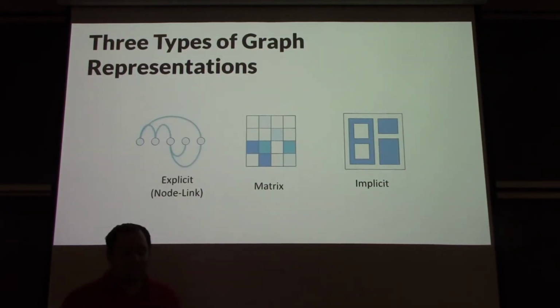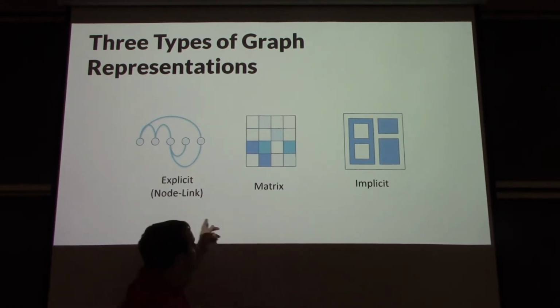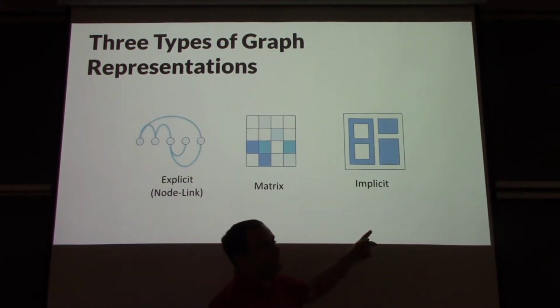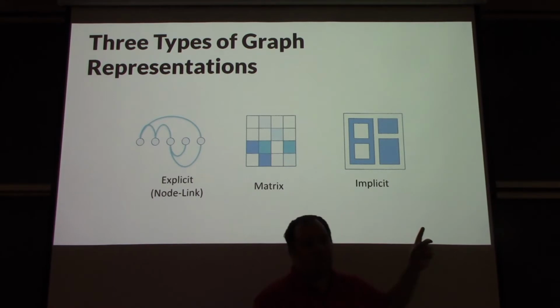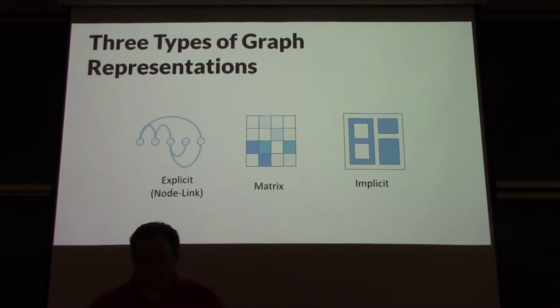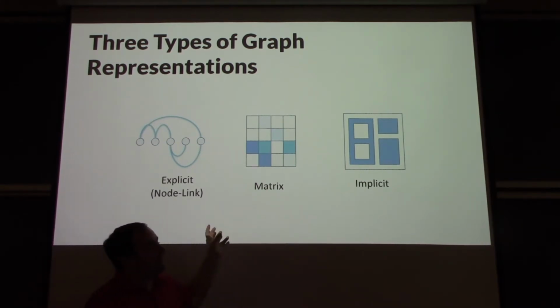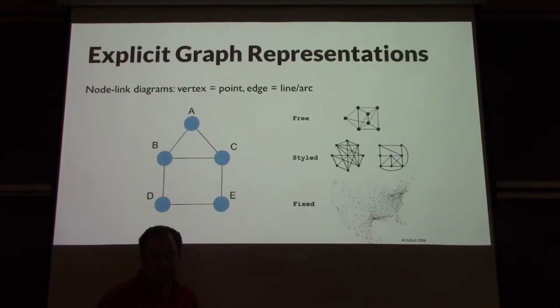So we have three types of graph representations. We have explicit layouts, matrix layouts, and implicit layouts. However, implicit layouts are only suitable for a special type of graphs, which are trees. And so the explicit ones are the ones that we are most familiar with, and then we talked about matrices too. So let's start with explicit layouts.